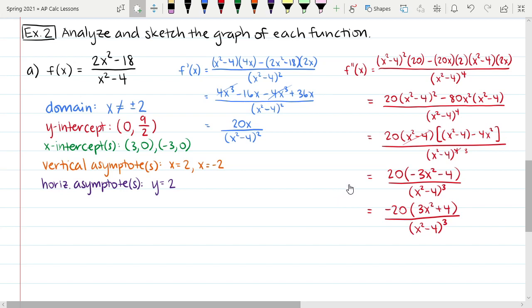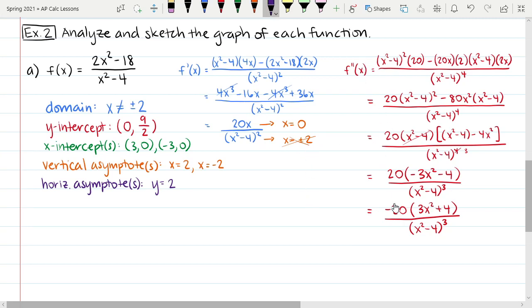All right, so in finding those derivatives, remember the reason we do that is so we can find our critical numbers. So for f prime, if I were to set f prime equal to 0, then that would make the numerator equal to 0 when x equals 0. The denominator would equal 0 when x is plus or minus 2, but remember, those were already domain restrictions, so I don't need to worry about those.